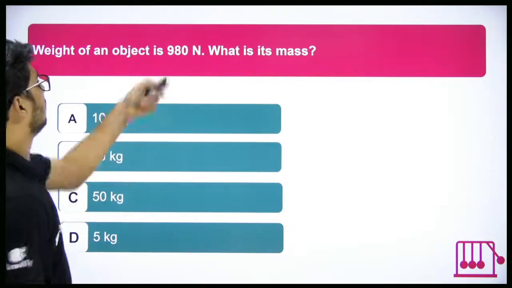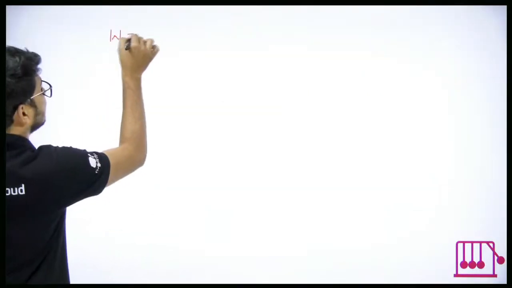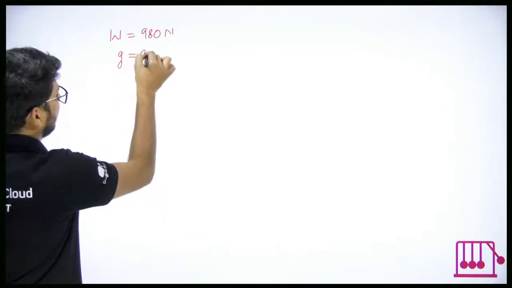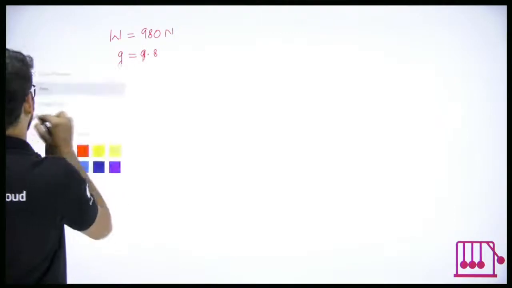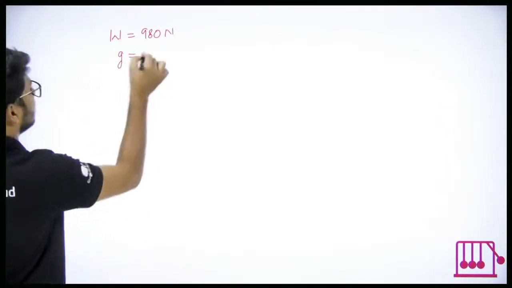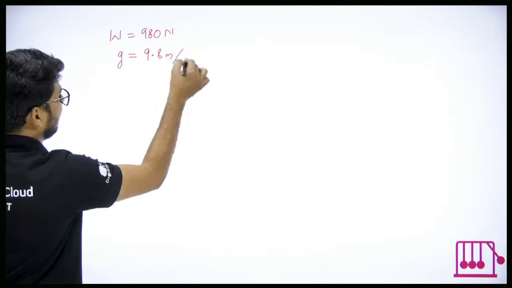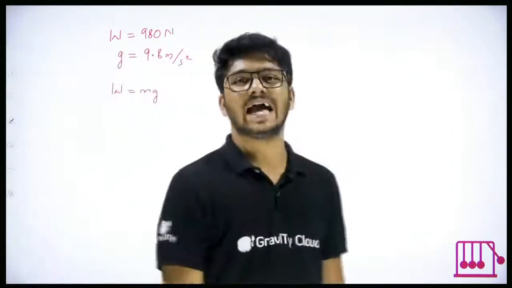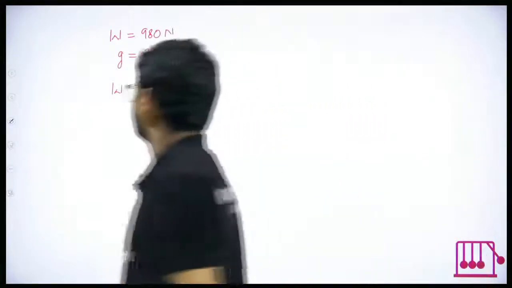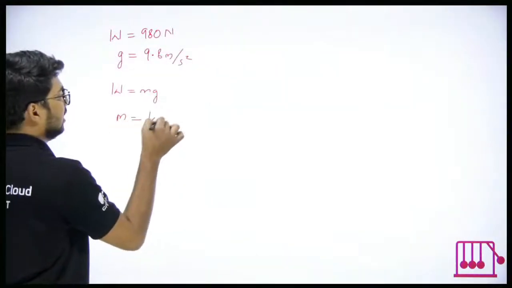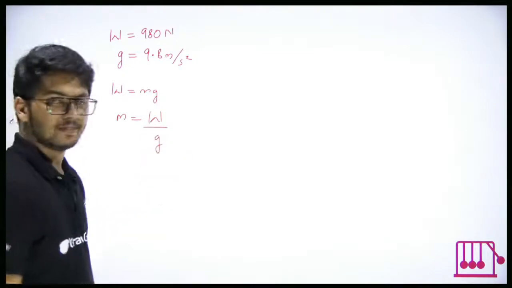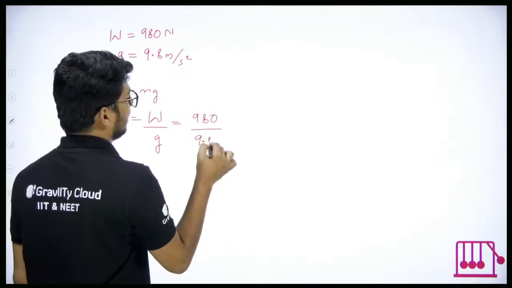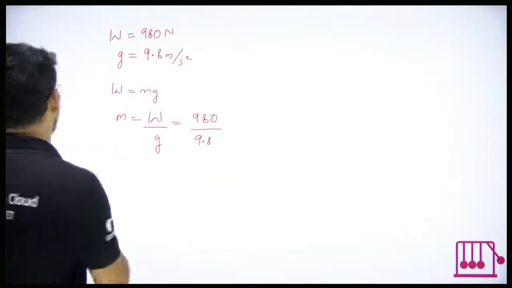Okay. So let's solve it. What is the weight given as? Weight is given as 980 Newton. And we know the value of g, it is 9.8 meter per second square. And what is the formula for weight? The formula for weight is equal to mg, mass into acceleration due to gravity. So that means if I need mass, mass will be equal to weight by g. What is weight? Weight is 980 Newton. What is g? 9.8. Now you can do the calculation.